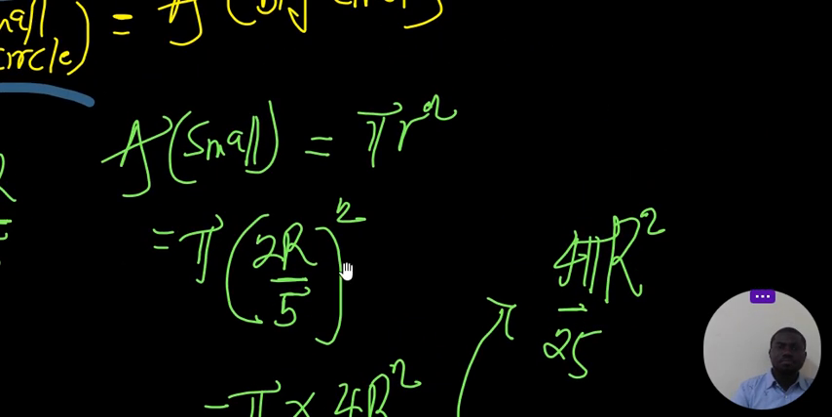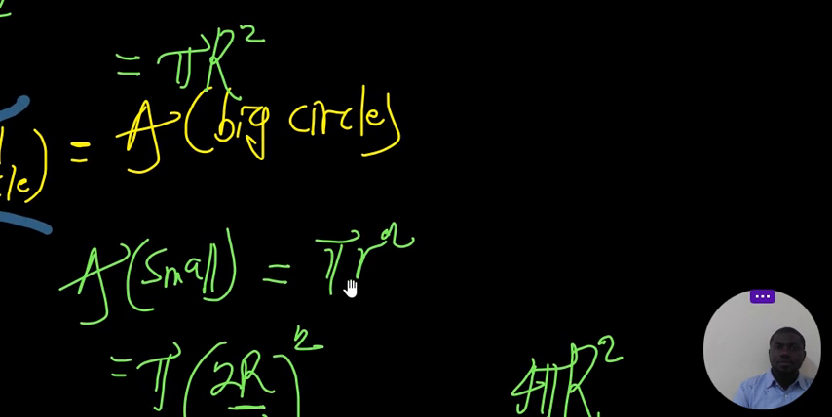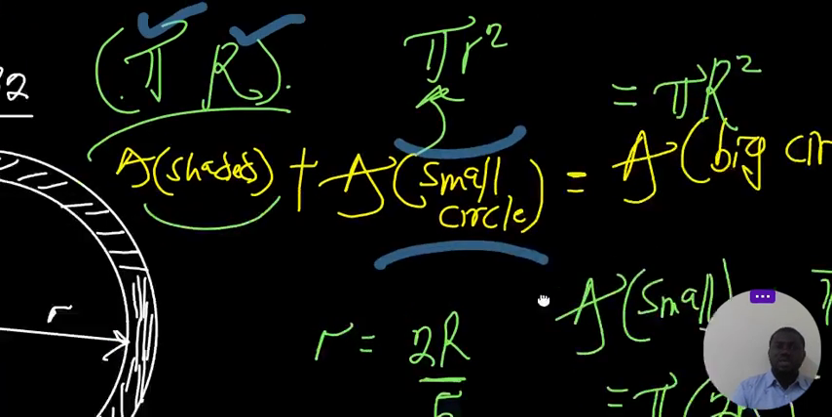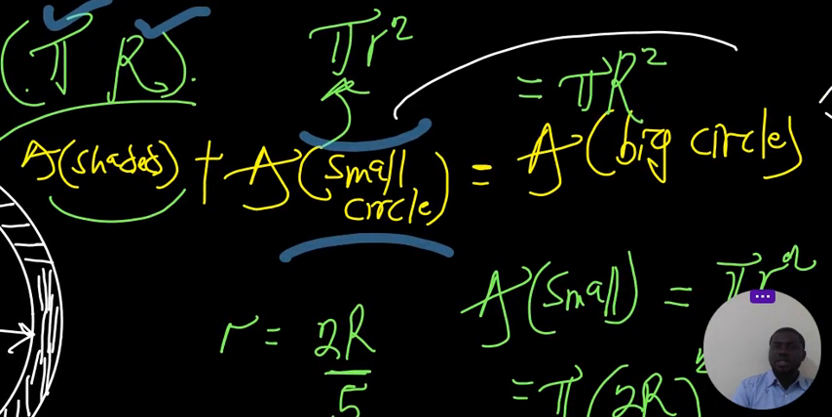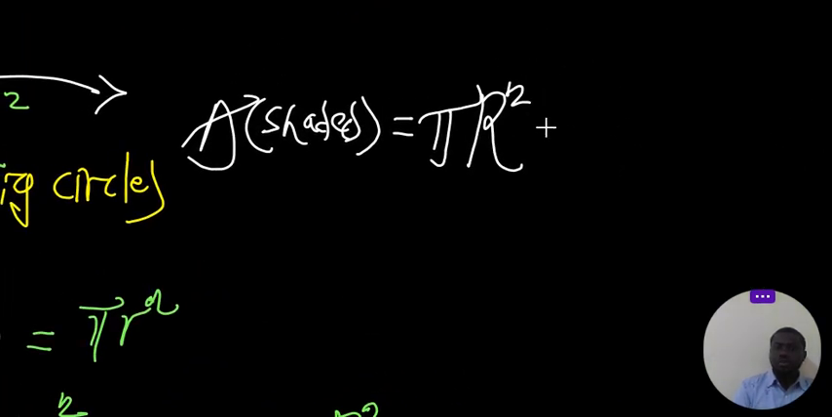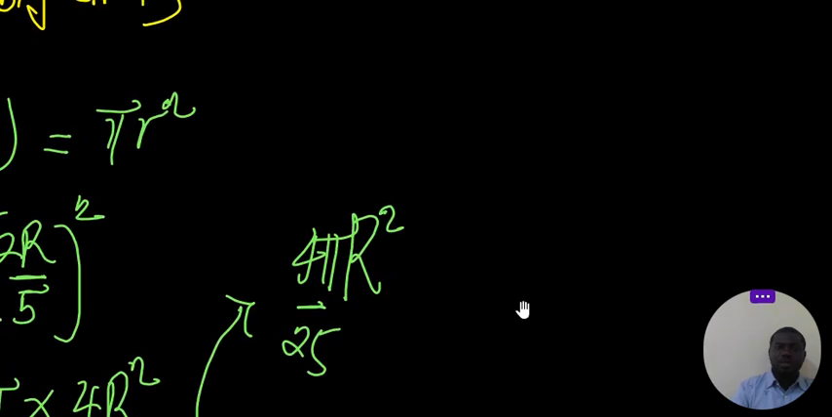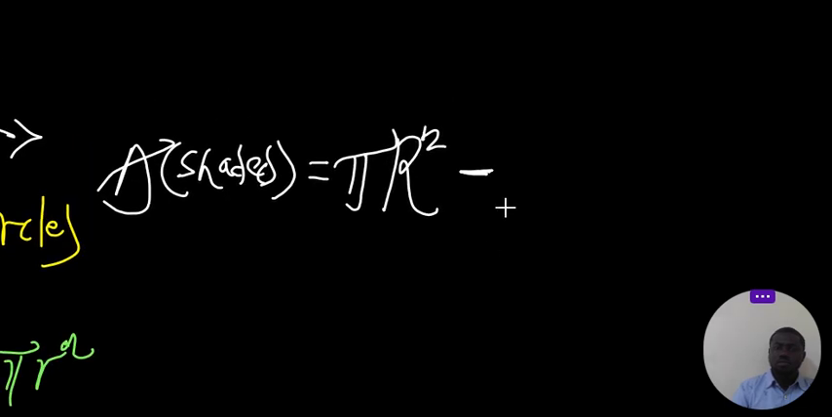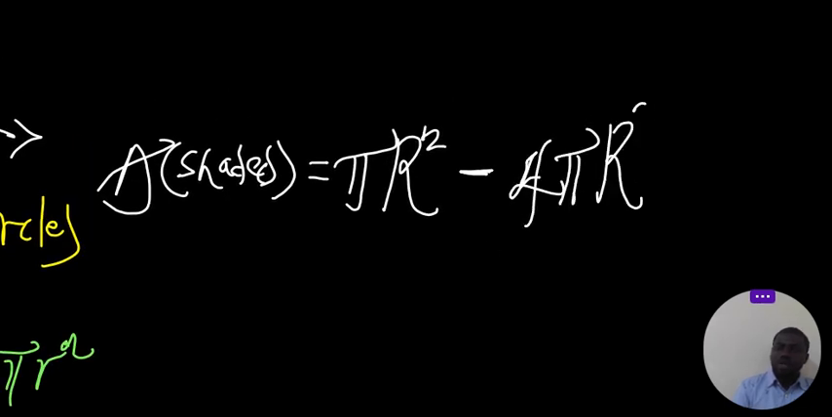Now, area of shaded. From the formula we have established, area of shaded will be area of the big circle, transferring this to the right, minus area of the small circle. We'll use that to get the area of shaded. Pi R squared minus area of small circle, and that of the small circle has just been obtained to be 4 pi big R squared divided by 25.